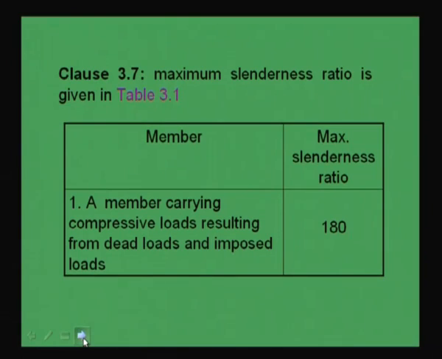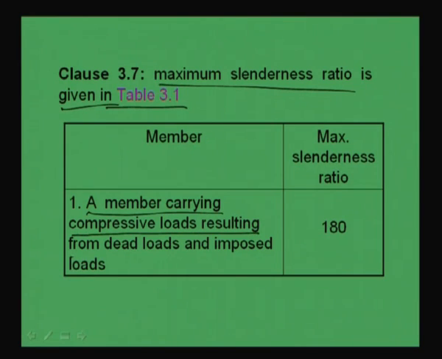Now, in code IS 800:1984, in clause 3.7, the value of maximum slenderness ratio is given, in Table 3.1 of IS 800:1984, the permissible value of slenderness ratio. Like when a member carrying compressive loads resulting from dead loads and imposed load, in that case the maximum slenderness ratio should become 180. That means lambda should not become more than 180, right. So, when the member is carrying compressive loads resulting from dead load and imposed load.